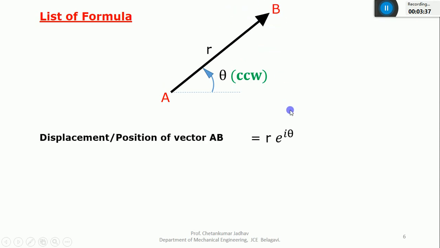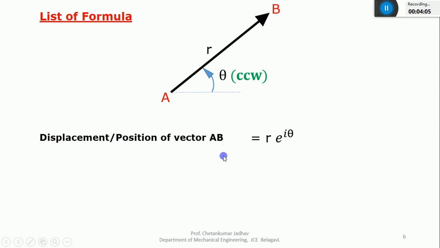And after that, how do we write the displacement or the position of this vector AB? It is given by the formula r into e raised to i theta. There is a separate derivation for this, but derivation is not required from the exam point of view. So please remember this formula. The displacement of any vector AB having magnitude r and angle theta with respect to the positive real axis can be represented as r into e raised to i theta.